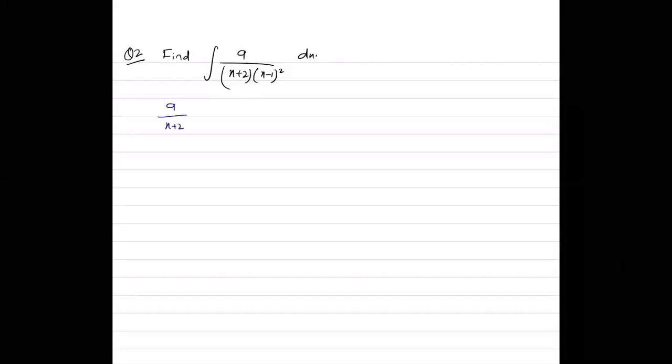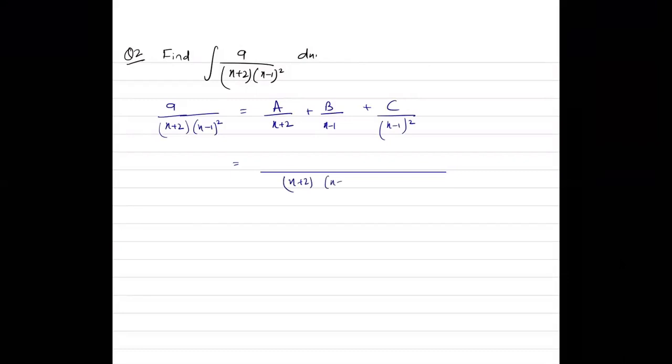9 over x plus 2 times x minus 1 the whole thing squared can be expressed as a upon x plus 2 plus b upon x minus 1 plus c upon x minus 1 the whole thing squared. The common denominator is x plus 2 times x minus 1 times x minus 1 the whole thing squared. A would be multiplied by x minus 1 the whole thing squared. B is going to be multiplied by x plus 2 times x minus 1. And C is going to be multiplied by x plus 2.